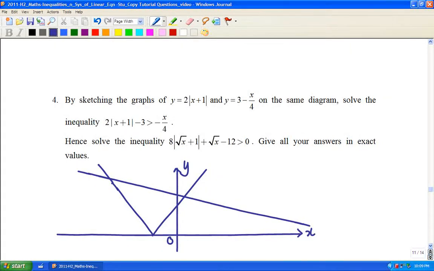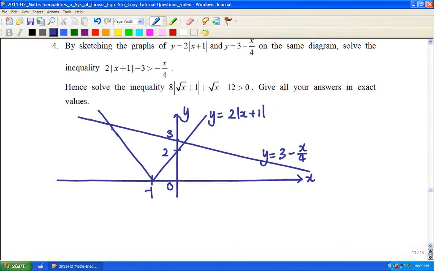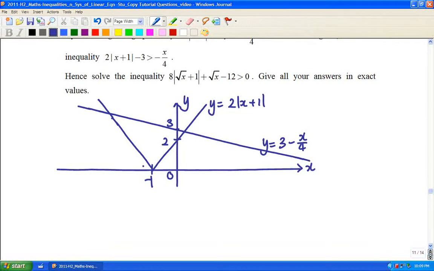Okay, so from here, label your graphs clearly first, as well as all your axial intercepts. Make it a habit to do this for any graph that you sketch. Alright, now we are required to solve this inequality here.